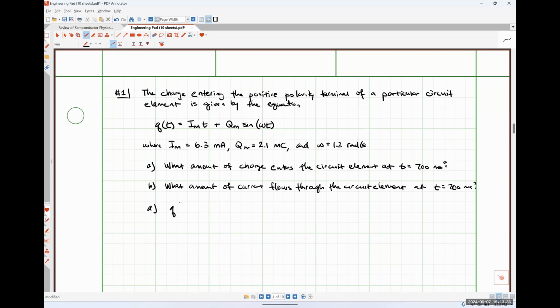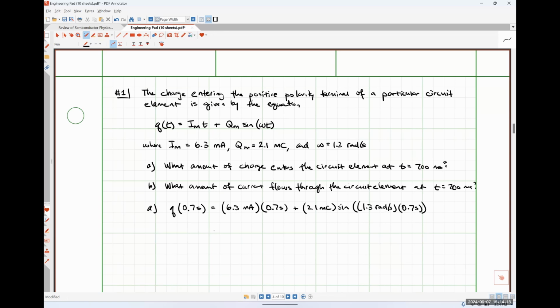Q at 700 milliseconds. So I'm going to call 700 milliseconds 0.7 seconds because those units will work out better for me. So Q at 0.7 seconds is going to be I_M, so that is 6.3 milliamps times 0.7 seconds plus Q_M, so 2.1 millicoulombs times the sine of omega, so 1.3 radians per second times t of 0.7 seconds, like so.